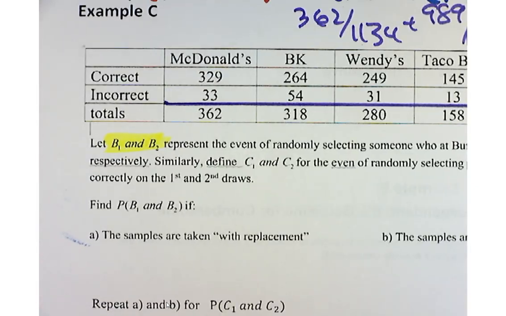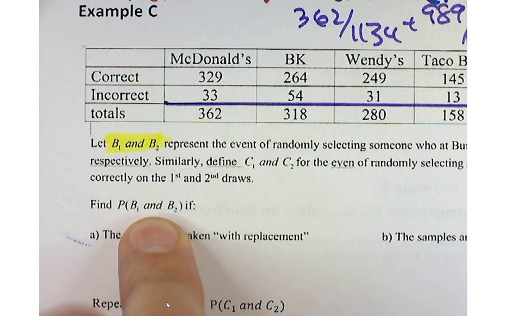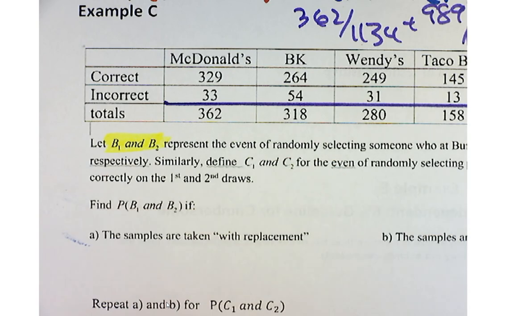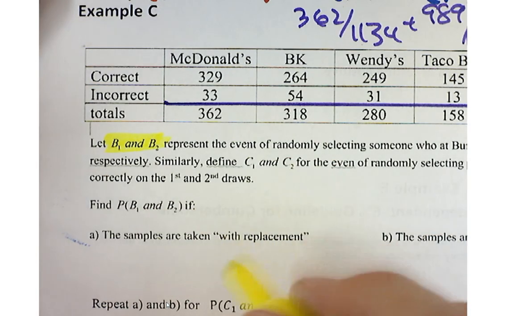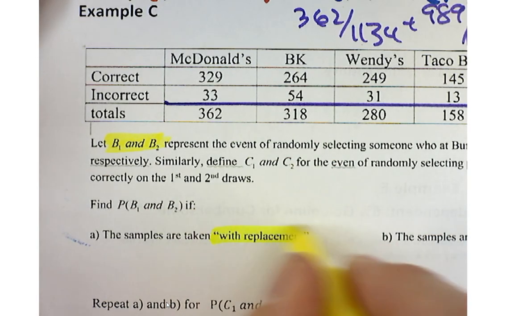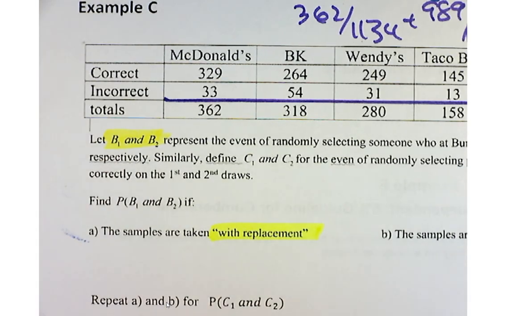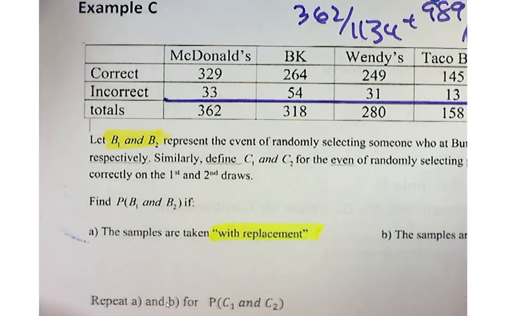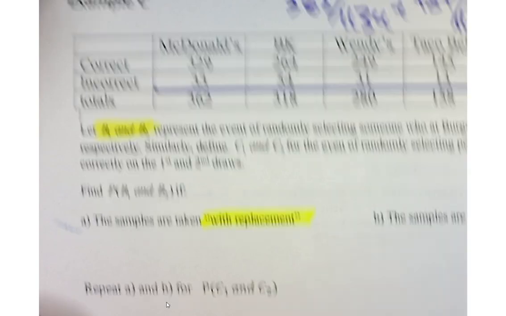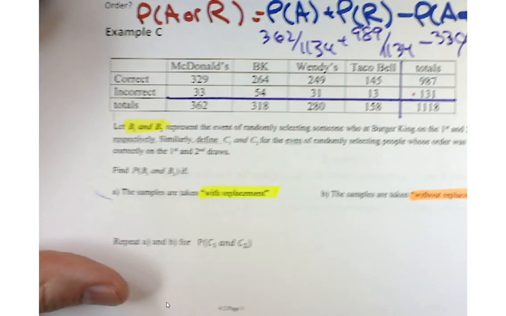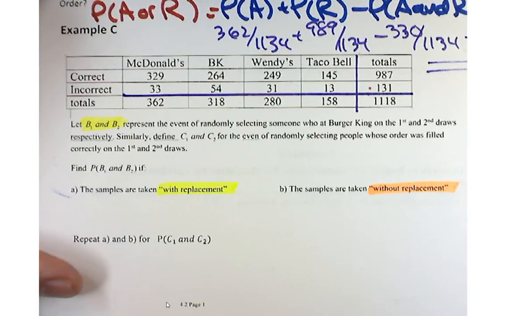Now notice this is different than what we had just a moment ago. A moment ago, I said A or B, or getting an accurate order. Now, both of these have to be satisfied. We're going to do this in 2 different ways. We're going to do with replacement and without replacement. With replacement seems kind of silly sometimes, but it is going to get us to what we need.